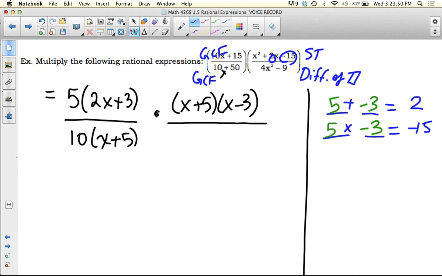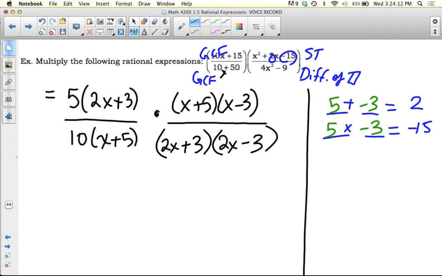Over here, we now have a difference of squares. 4x squared is a perfect square, 9 is a perfect square. So I'm just going to put in my square roots. So there's 2x plus 3 and 2x minus 3. You're just taking the square root of the first term, which is 4x squared, and the square root of the last term, which is 9.